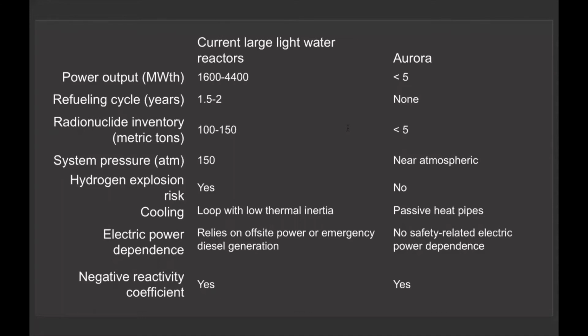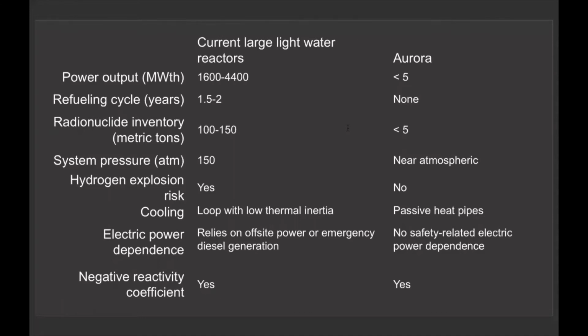We're not pressurized, don't produce hydrogen in the same way. There isn't really a cooling loop or flowing coolant. The heat pipes transport heat, so frequently we don't even call it coolant or cooling. It transports the heat from the core to the power conversion system. And then, we don't rely on electric power in order to achieve safety characteristics. And we have, of course, a negative reactivity coefficient. So many characteristics are very different.